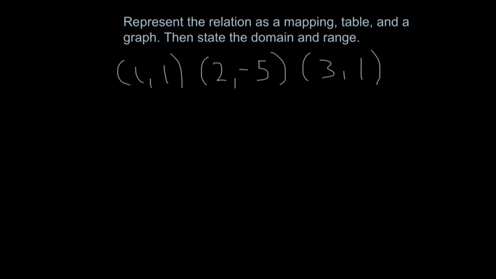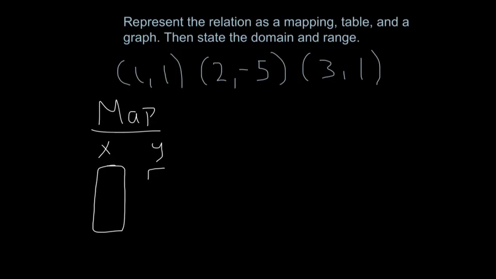All right, well, first I know I need to represent this as a mapping. So let's go ahead and do our map. Remember, our map has our x section, and it also has our y section. For our x, we have a 1. First, we have (1, 1). So this is going to map a 1 to a 1. And I'll go ahead and give myself my arrow, mapping it over.